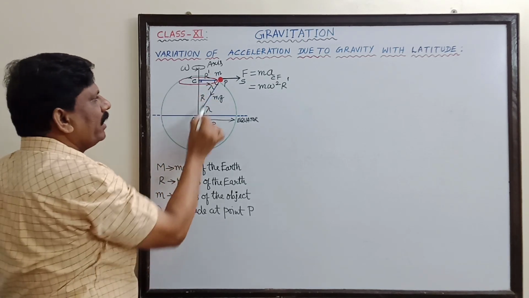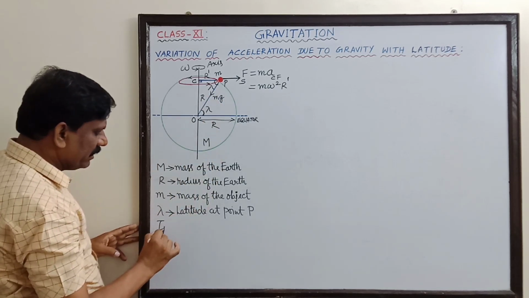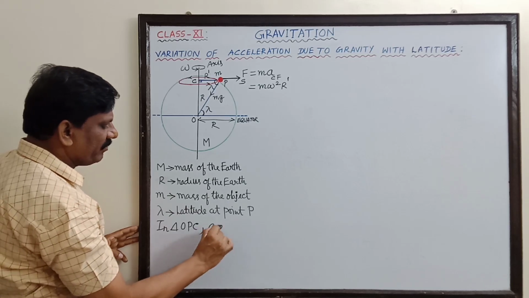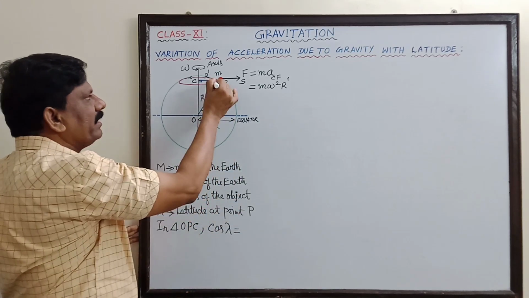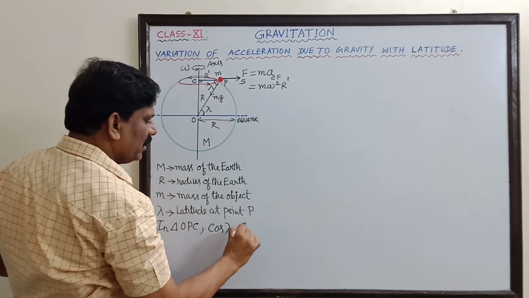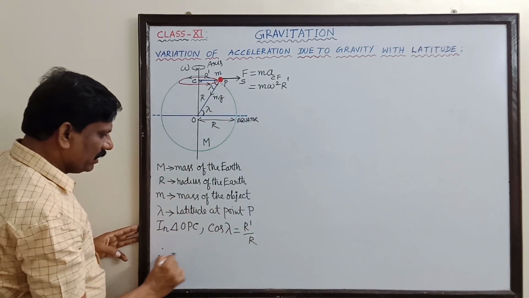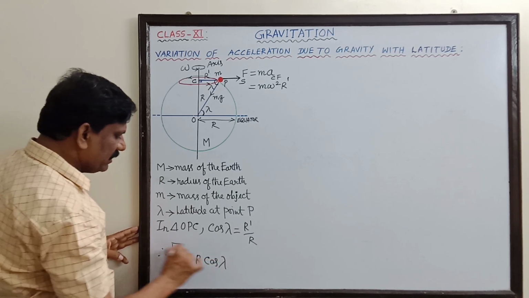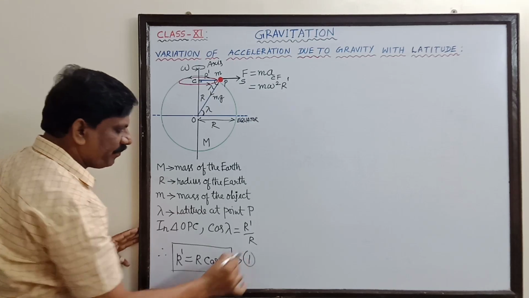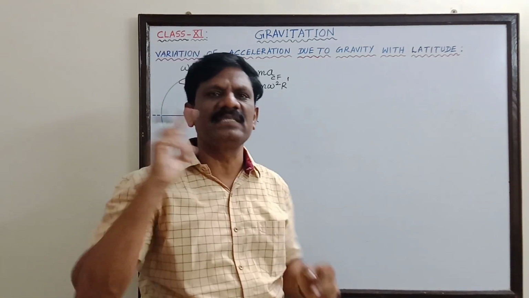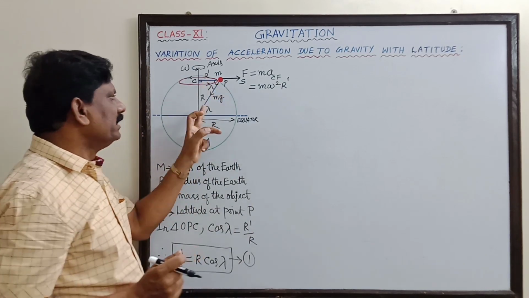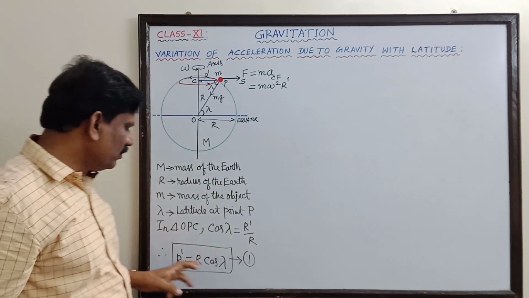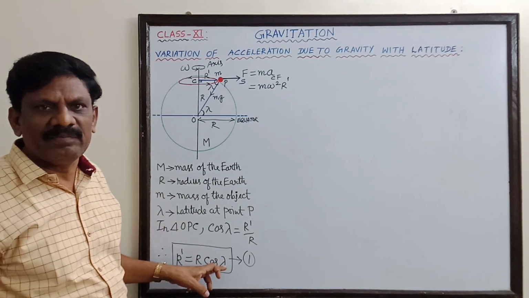So you look at this triangle OPC. In triangle OPC, what is cos of the angle lambda? Cos lambda is equal to r dash by r. Therefore, r dash is equal to r into cos lambda. So this is the required first step. I am expressing the radius of the circular path r dash in terms of the radius of the earth, capital R. So r dash is found to be equal to r times cos lambda.